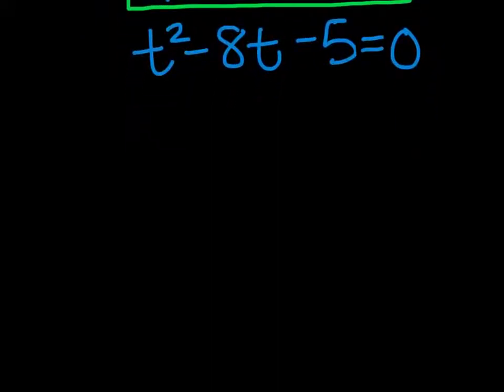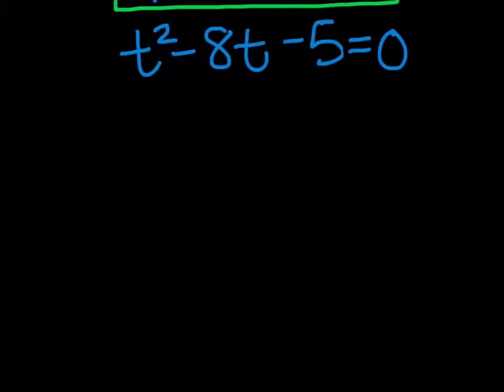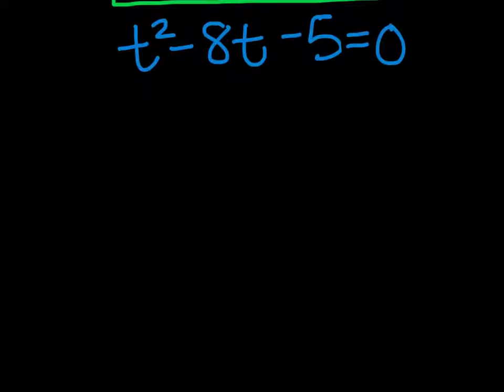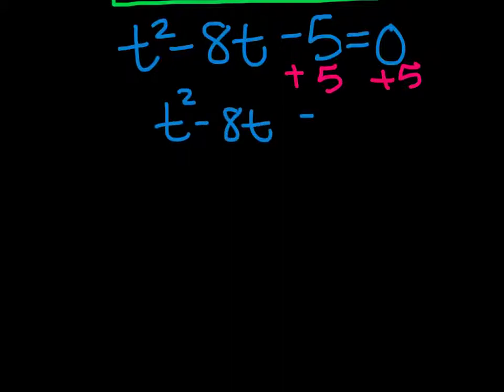We have t squared minus 8t minus 5 is equal to 0. Our first step, we need to add 5 to both sides so we can get it in that form. T squared minus 8t is equal to 5. They're trying to throw us off with that whole t thing, but I think we can handle it. It's essentially just an x.